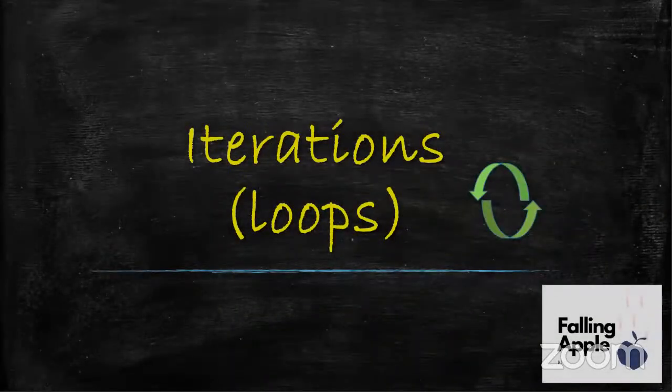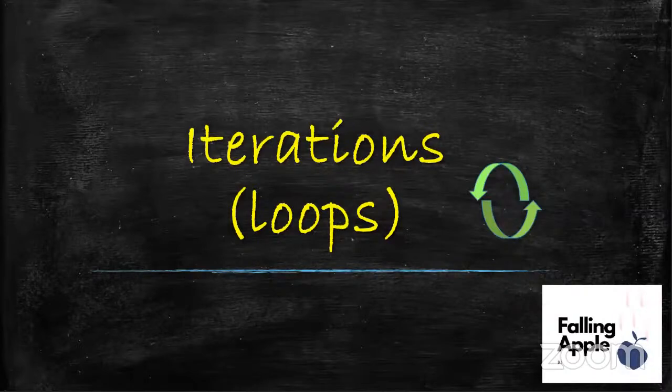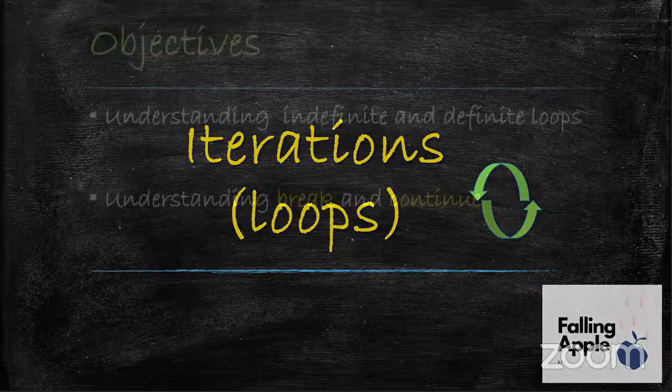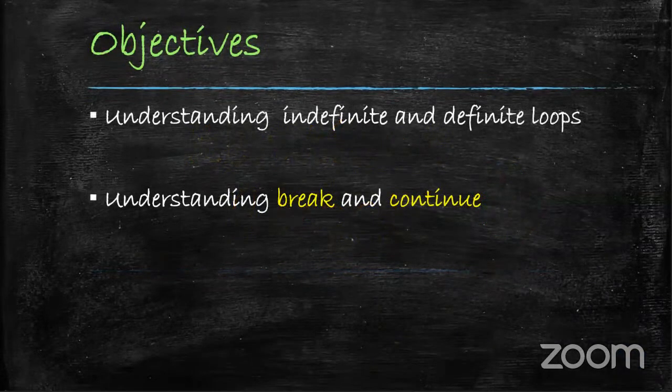Okay, so what we are going to learn today is iterations, which are part of loops. So let's understand the objective of this particular part of the presentation. We are going to create understanding about indefinite and definite loops. So we'll try to understand what's the difference between indefinite and definite loops. What is a loop first? What is the difference between indefinite loop and definite? Then we'll also understand there are two special statements called break and continue.